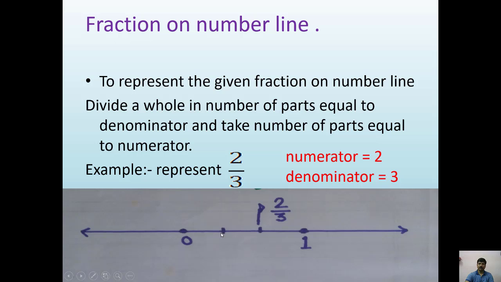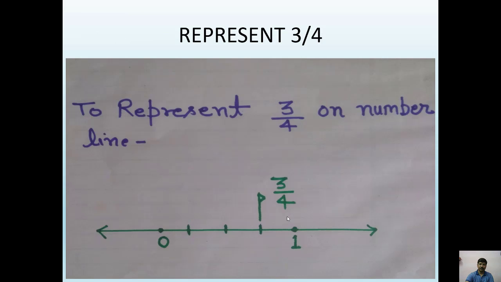So to represent 2 upon 3, we will divide this whole into 3 equal parts and we take 2 parts out of these 3. So this point will represent 2 upon 3 on the number line.